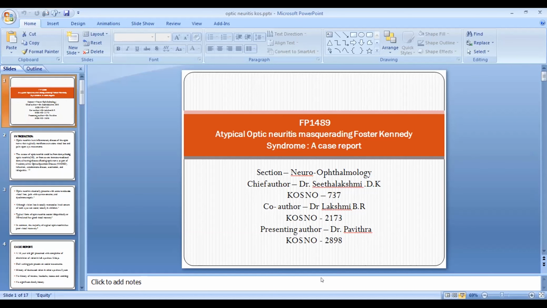Optic neuritis classically presents with acute to subacute visual loss, pain with eye movements, and dyschromatopsia. Although vision loss is usually monocular, involvement of both eyes can occur, usually in children. Typical form of optic neuritis, occurring idiopathically or MS related, has good visual recovery. In contrast, the majority of atypical optic neuritis has poor visual recovery.